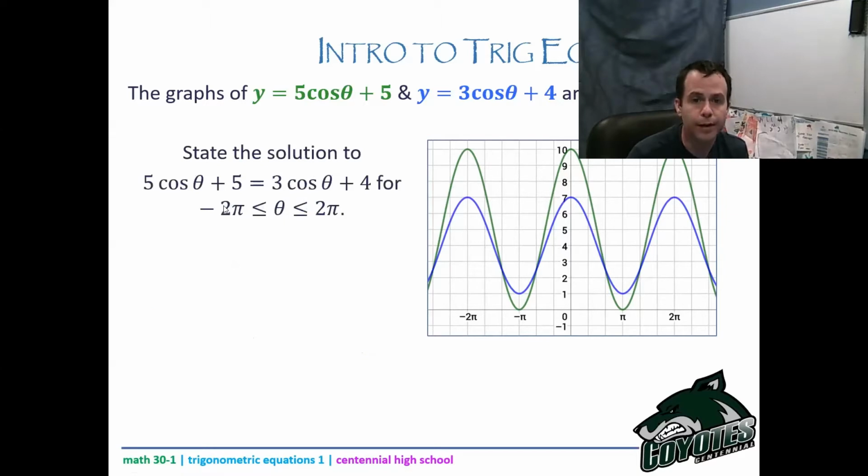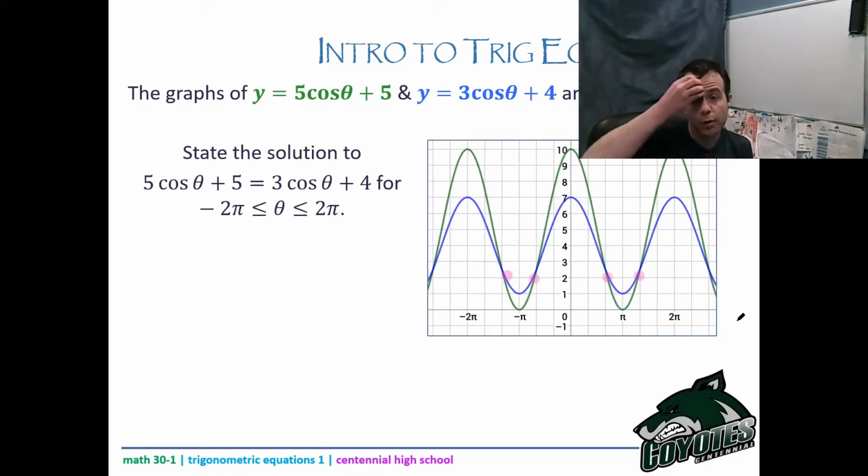So what are they? If I'm going from negative 2 pi to 2 pi, so that means I'm going from here, if you see my mouse, all the way to here. That's the window that I'm looking for solutions. So right now, that's the window where I'm looking for those points of intersection. Well, I can see one here, I can see one here, I can see one here, and I can see one here. So now, what are those?